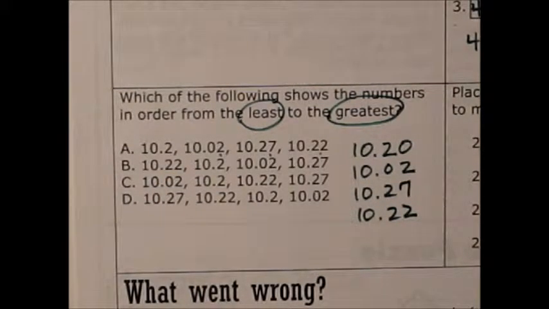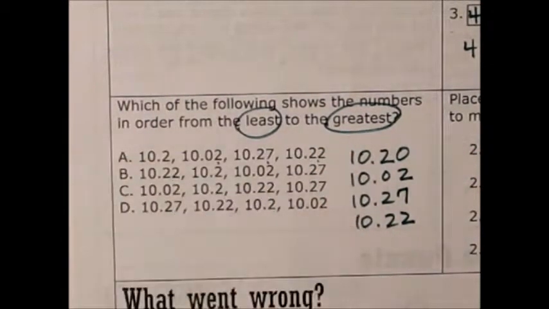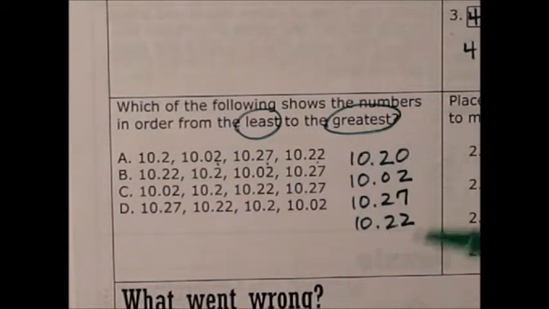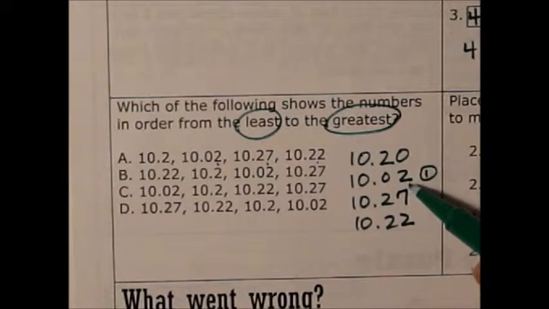Now I'm going to put a number on the side because I'm trying to find them from least to greatest. So I see that the 10, the whole number, is the same, so I'm just concentrating on the number behind it. So what's the smallest number? If you said the 2, that's correct, so I'm going to put number 1 next to it. So what's the number that comes after 2?